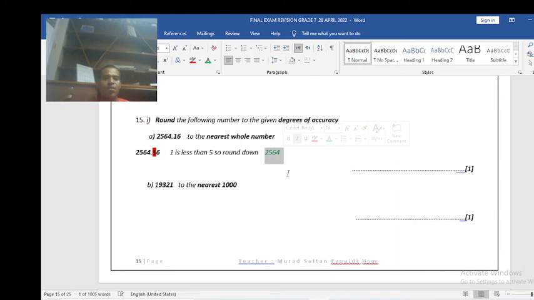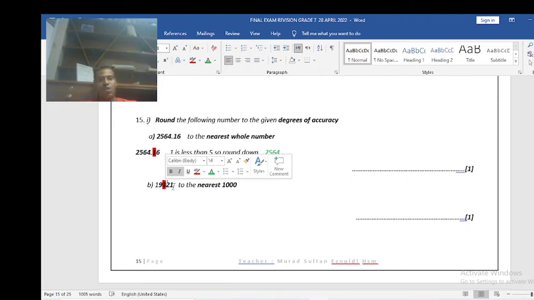Here for the second one, round, let's say, 19,321 to the nearest 1,000. We should work with the digit that is in the 100s column. Here 3 is less than 5, so round down. So instead of writing 3, you are going to put a 0 as a value. So the answer is 19,000.